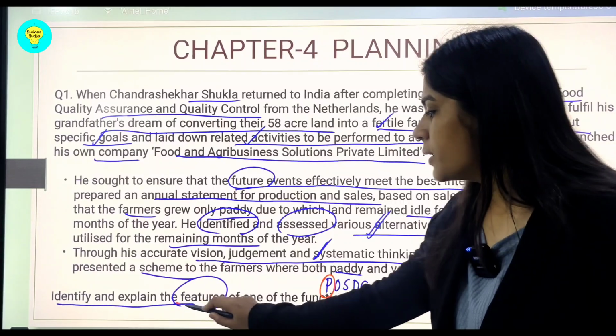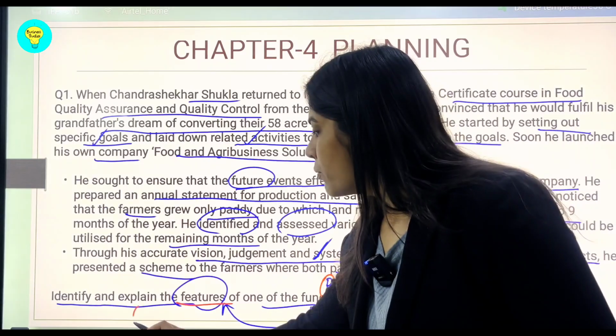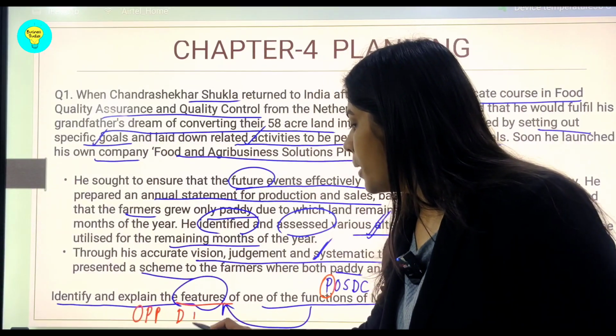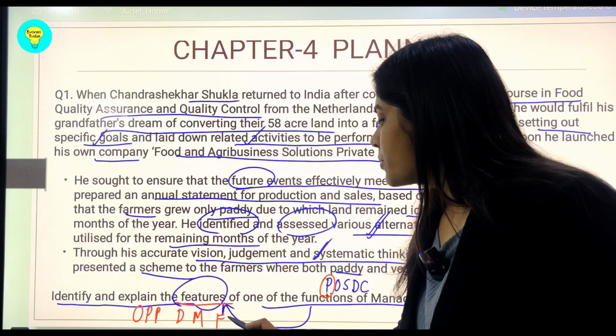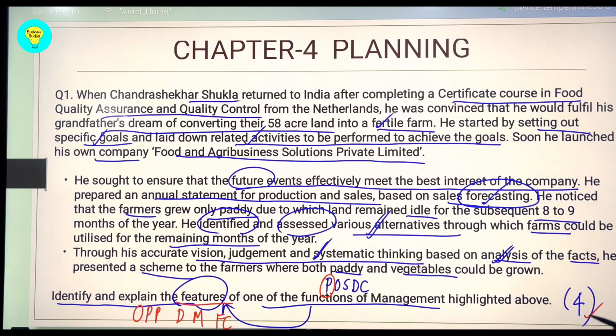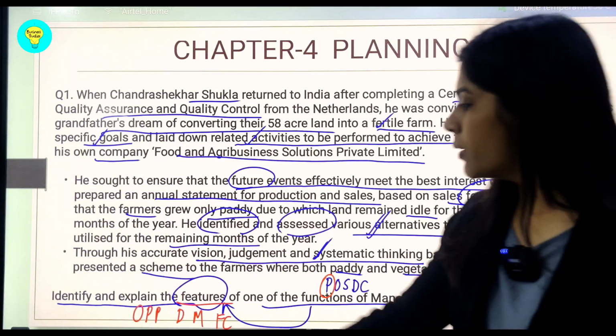Now, as we talked in the previous topic, students, about the features of planning, if you remember, there was a match between Delhi and Mumbai Football Club. So opposite, they were playing opposite to each other. So this gets you to all the features of planning, OPP, DMFC. And since it is a 4 marker, you are supposed to give at least 4 points out of these 7 points which are involved here. So let us quickly have an overview.